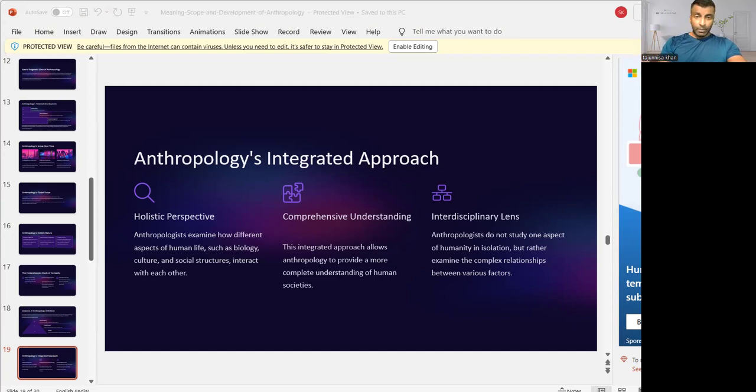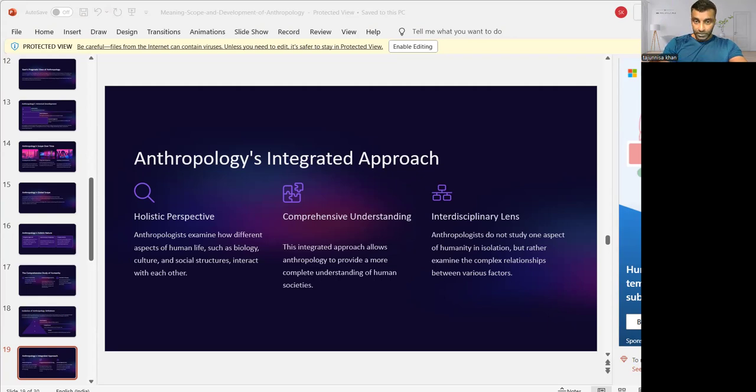Okay, so we were talking about this. One of the key features of anthropology is its integrated approach to studying human beings. This means that anthropologists do not study one aspect of humanity in isolation. Instead, they examine how different aspects of human life, such as biology, culture, and social structures, interact with each other. So all these dimensions are taken into consideration.